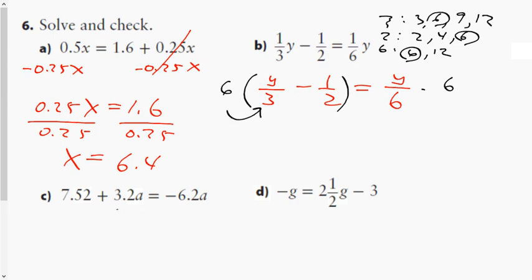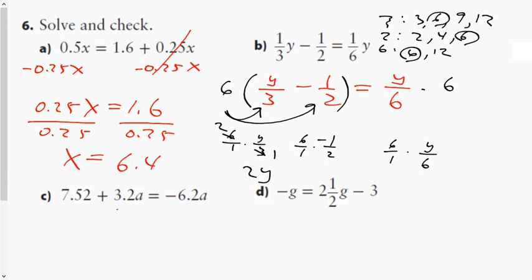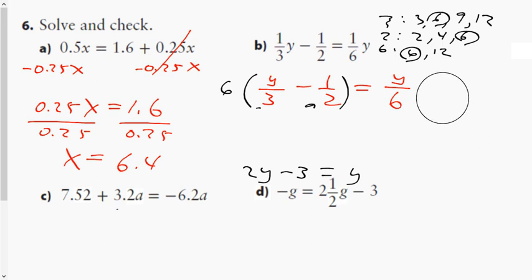Because it's a binomial, we're going to use the distributive property. 6 over 1 times y over 3. 6 over 1 times negative 1/2. And 6 over 1 times a sixth of y. That's the work we're going to do. If you didn't cross-reduce the first one, you get 6y over 3, which reduces down to 2y. But if you cross-reduce, you get 2y right away. If you cross-reduce, you get negative 3. And if you cross-reduce, you get y. I'll have to erase because I have no space left.